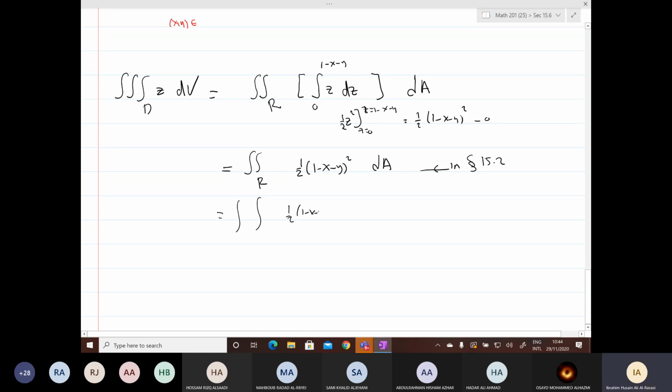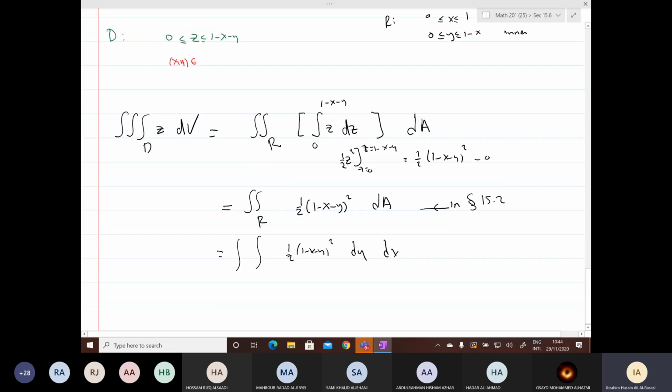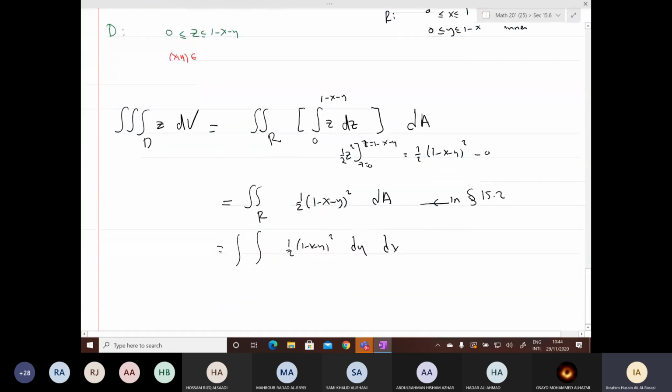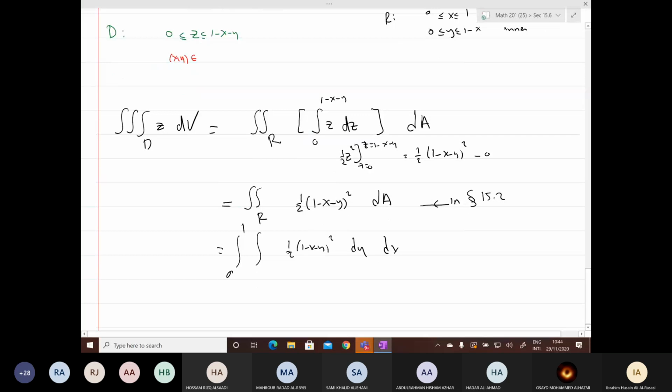Half times (1 − x − y) squared, dy dx. The outer integral is x from 0 to 1, and the inner is y from 0 to 1 − x. And then you just say that the rest of the evaluation is given in the note, so I will leave it for you to read from the note.